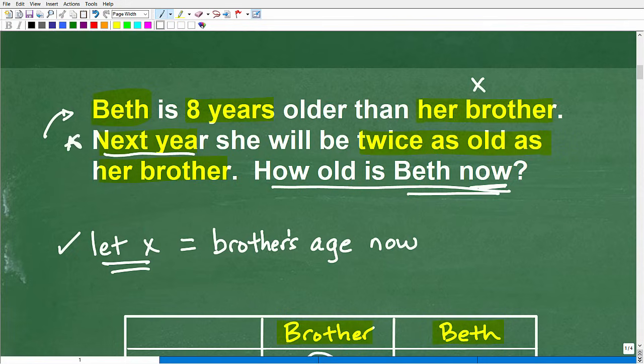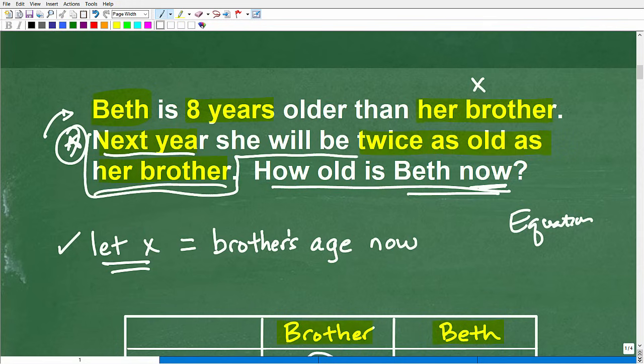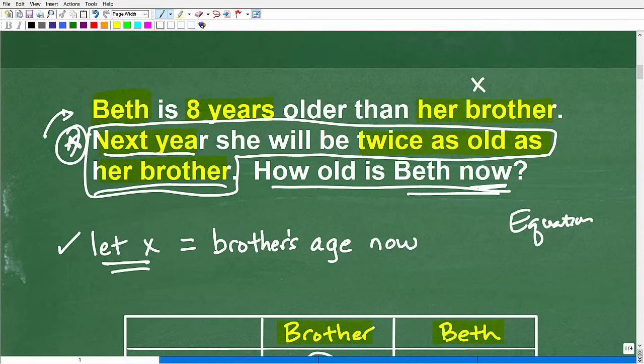Next year, we're going to need this part right here. We need to build an equation is what I'm getting at. We have a nice table, but we need some sort of relationship. So right in this part of the problem, he says, next year, she will be twice as old as her brother. So we got to bring this fact into the problem to help us establish an equation. So next year, she will be twice as old as her brother.